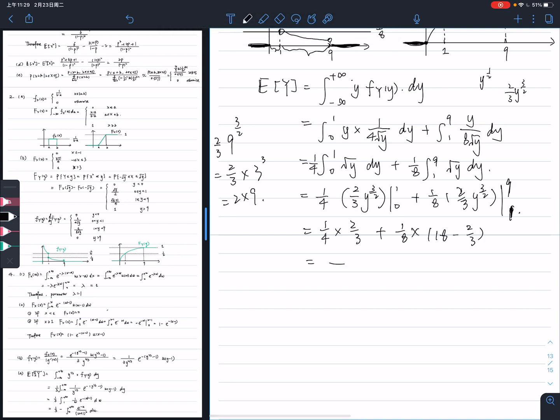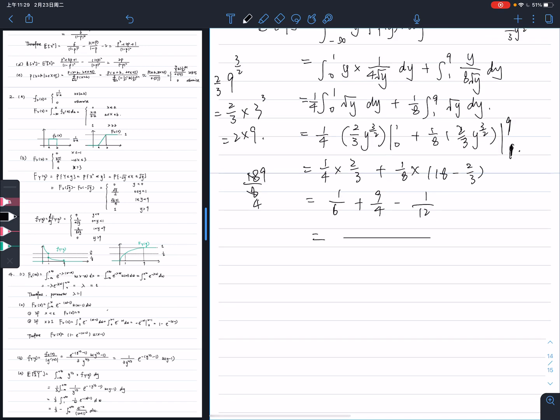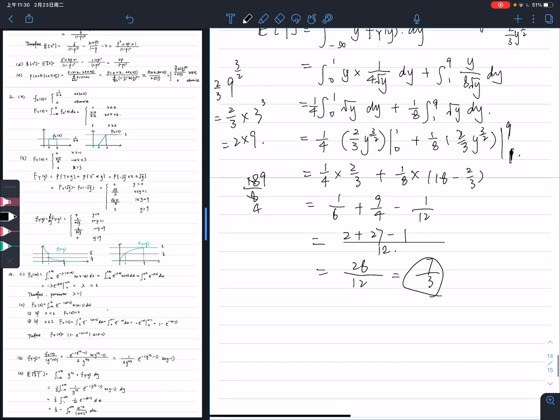Yes, so it should be 1 over 6 plus 1 over 12 times (54 minus 2), so the denominator is 12 and this part is 2 plus 27 minus 1, so it's 28. So this is the expectation. So now we have solved this problem.